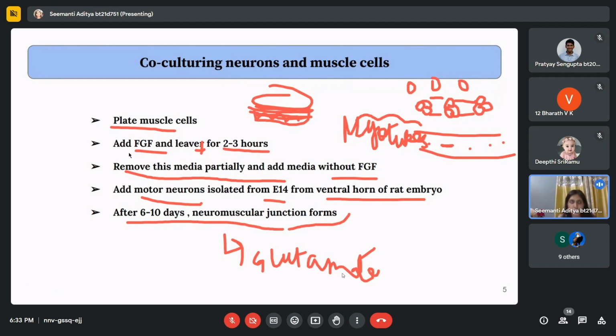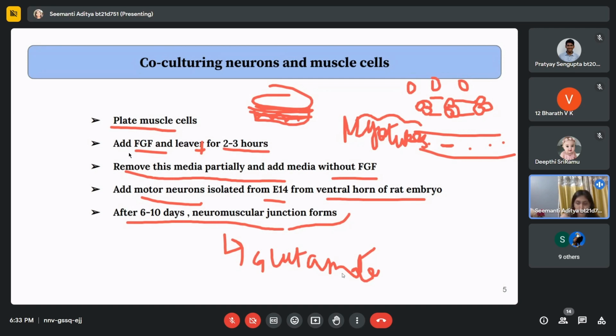Also, we need to check by stimulating the neurons and then checking whether the muscles are showing contraction or relaxation. So all those experiments need to be performed so as to confirm whether the neuromuscular junction is formed correctly.